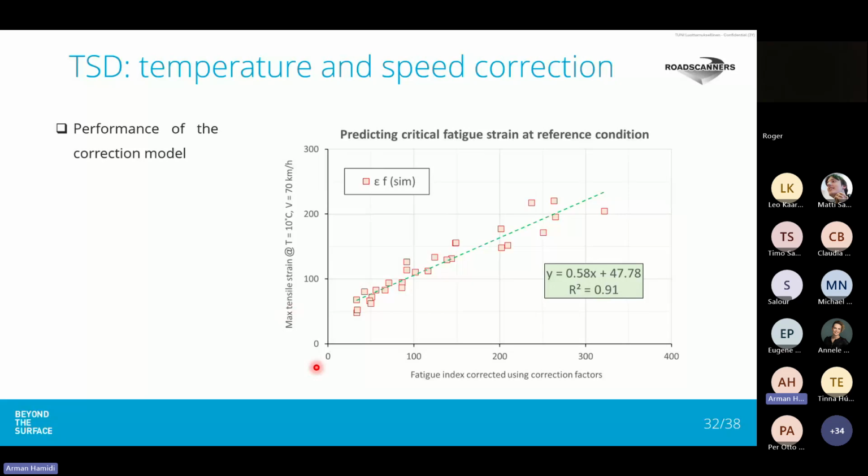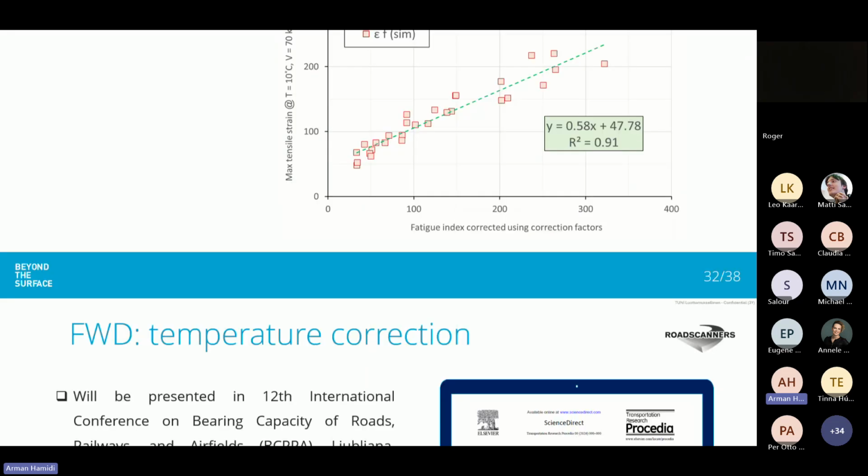And if we apply the temperature and speed correction on this fatigue strain index, put it on the x-axis, and determine the maximum tensile strain at the bottom of the asphalt layer at reference conditions, 10 degrees centigrade and 70 kilometers per hour, we see that the alignment is good. The R-squared value is pretty high. So this model is capable of correcting these fatigue strain values and reproducing corrected maximum tensile strain values. But as shown, it is based on a limited number of simulation cases, and validation is also required.